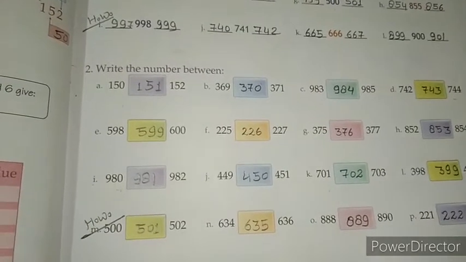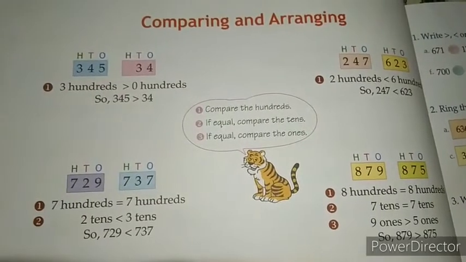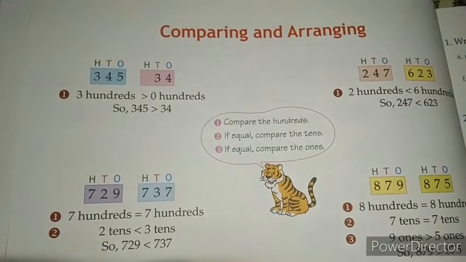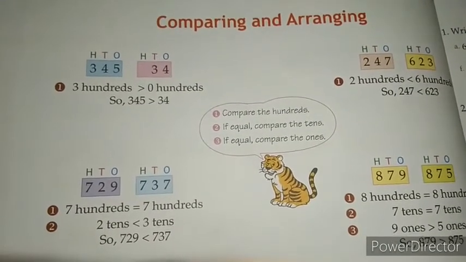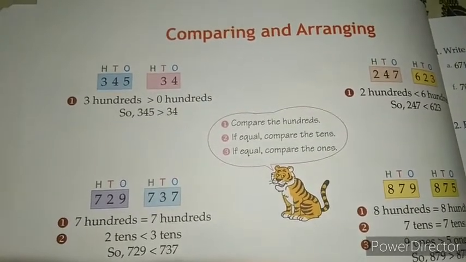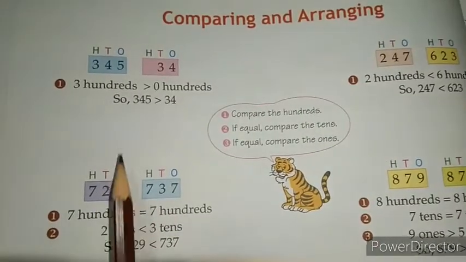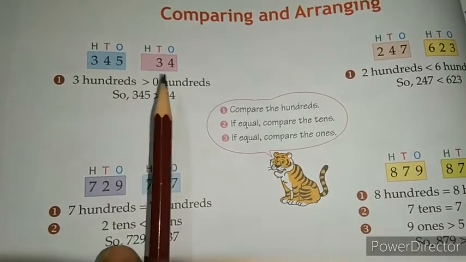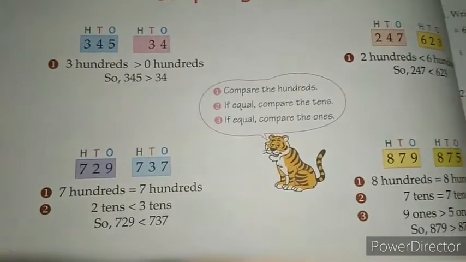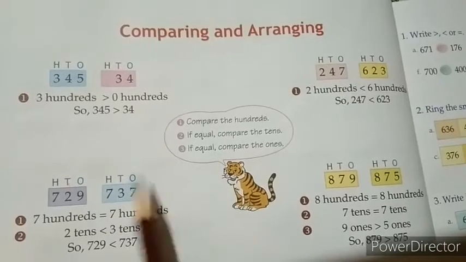Very good. Now turn your page and open page number 38. Now students, this is your page number 38 and this is your new topic, comparing and arranging. Comparing and arranging means comparing two numbers. So first one, here we have a 3-digit number and here we have a 2-digit number. So which number is greater?